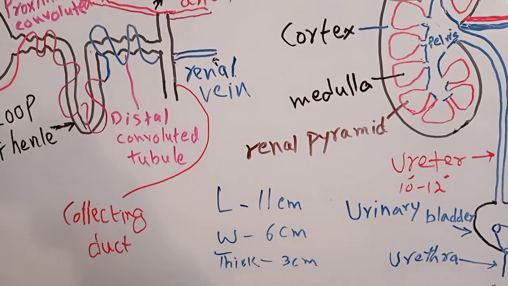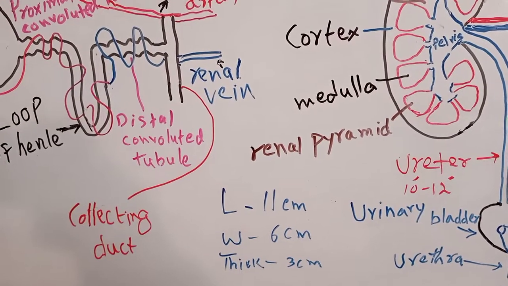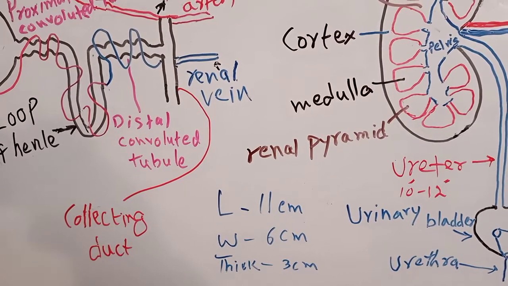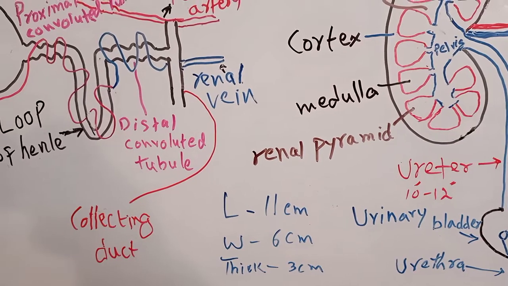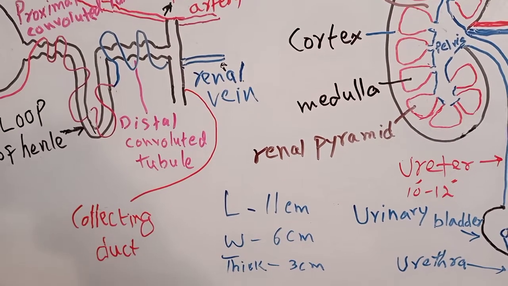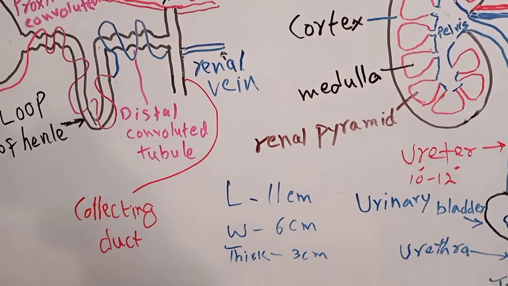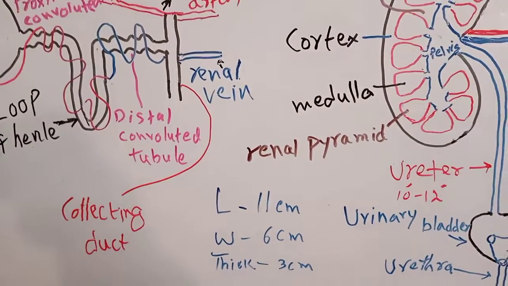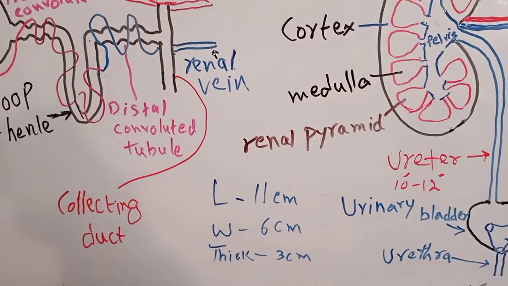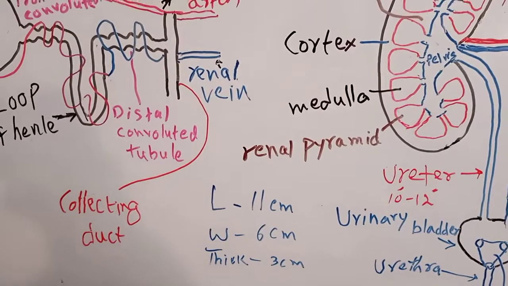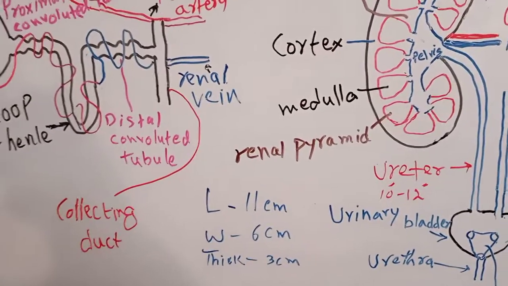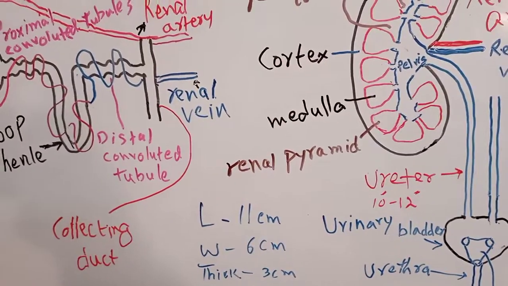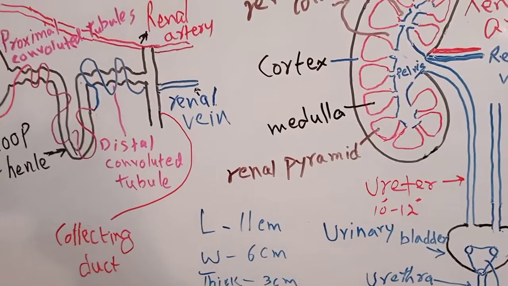On the medial side there is a concavity or depression that gives the kidney a bean shape. It is through this area that the renal artery with the waste products enters the kidney and the renal vein leaves the kidney carrying the fresh blood. Fresh blood means it is free of waste now.